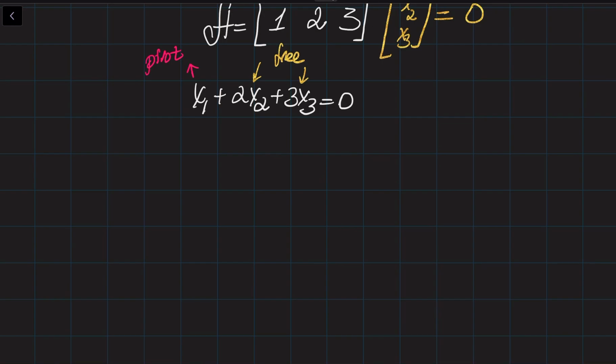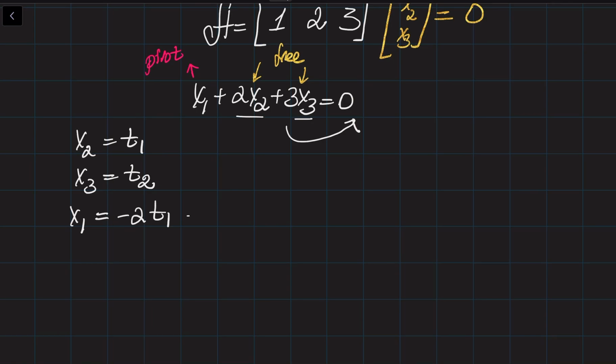So I am going to introduce two parameters because I've got two free variables. x2 is going to be the first parameter, t1, and x3 is going to be the second parameter, t2. I'm going to substitute the parameters for x2 and x3 in this equation. It is going to be x1 is equal to minus 2, because these two terms go to the right, so minus 2t1 minus 3t2. I'm just substituting t1 for x2 and t2 for x3.